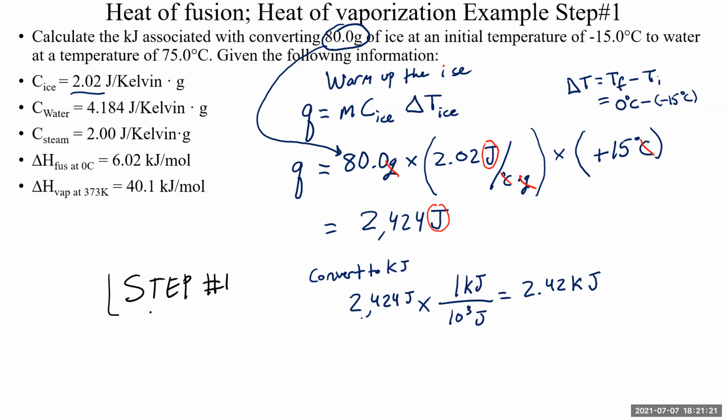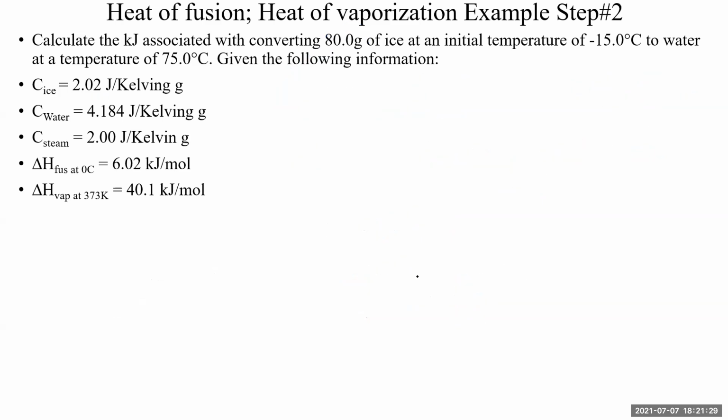So just keep this in mind, write this down, put this number to the side somewhere because we're going to come back to it when it's time to add up all the numbers. Then we move on to step 2. Step 2 is to melt the ice.